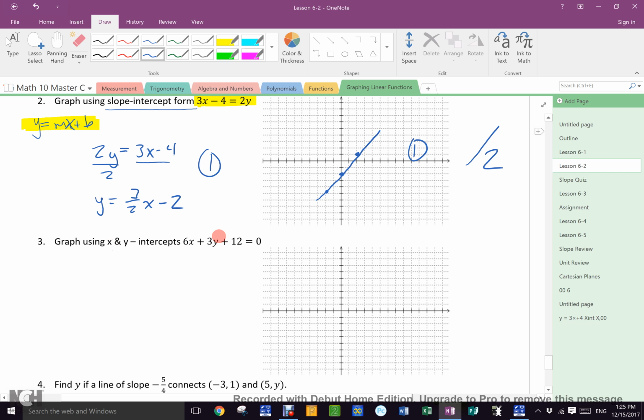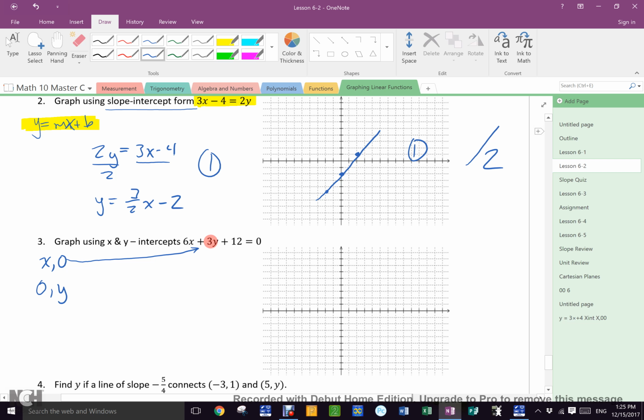X and Y intercepts. Since I want X and Y intercepts, what is every single X intercept in the whole universe? X, comma, 0. What is every single Y intercept in the whole universe? 0, comma, Y. That is a Y value, yes? Which means what? Where do I put that 0 over here?